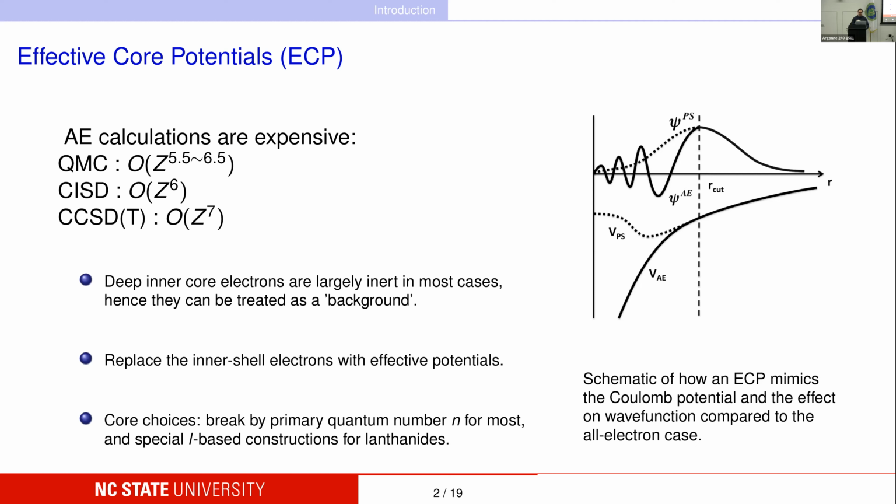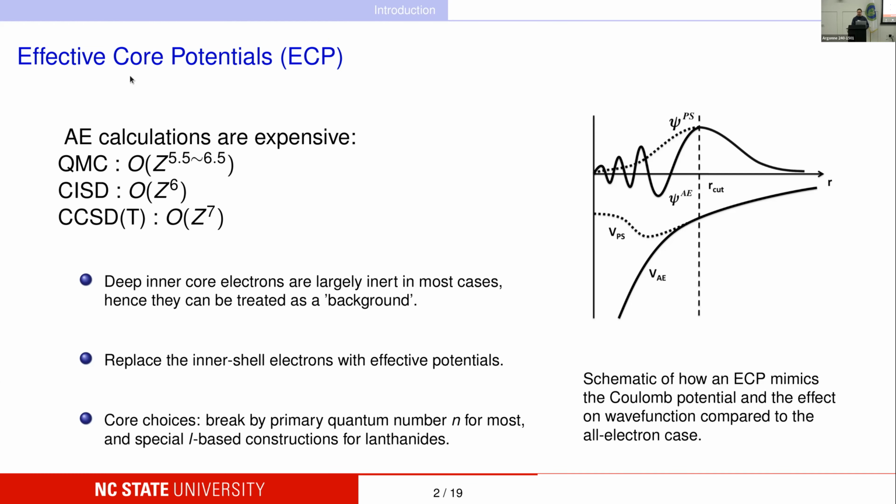The entire point of effective core potentials is to try and reduce the amount of electrons present in a calculation so that the cost of the calculation is reduced. So I have a list of a couple really common techniques for doing calculations, different methods that have different scalings with regard to the number of electrons present in the calculation. And these scalings get to be pretty large pretty quickly. They're like Z to the 5.5 to 6.5, Z to the 6, Z to the 7 with coupled cluster. And that gets to be intractable pretty quickly.